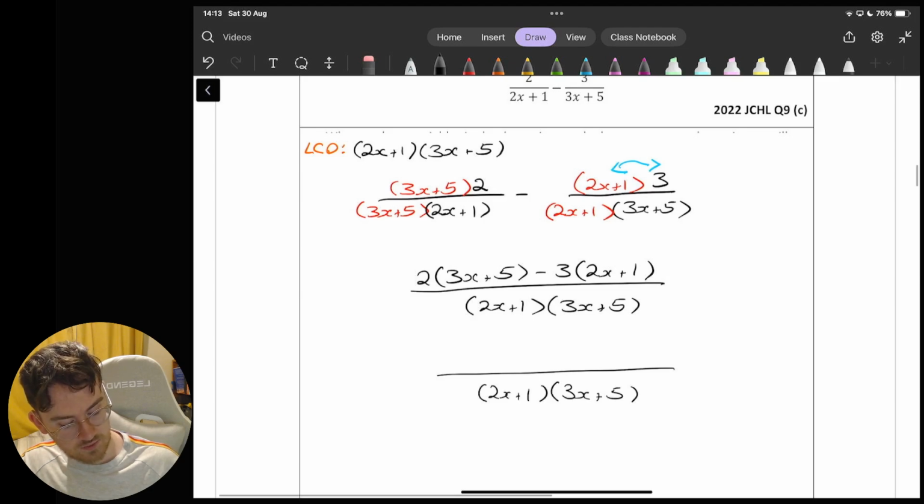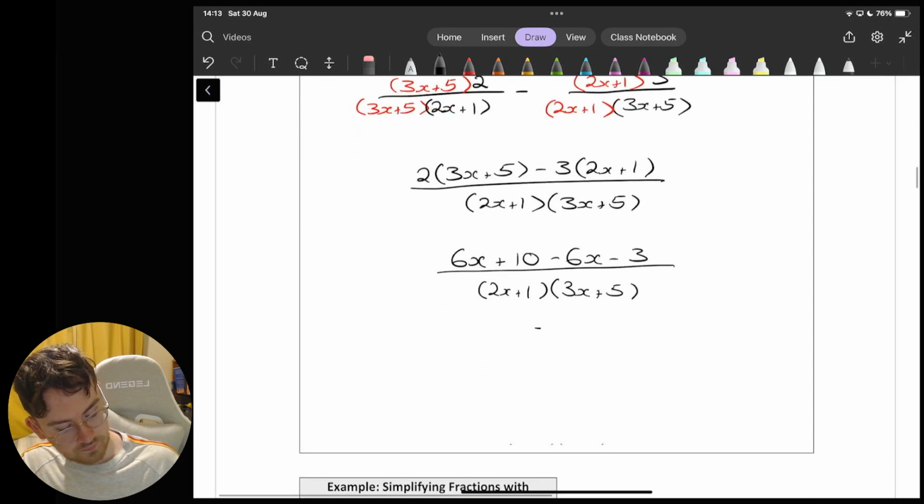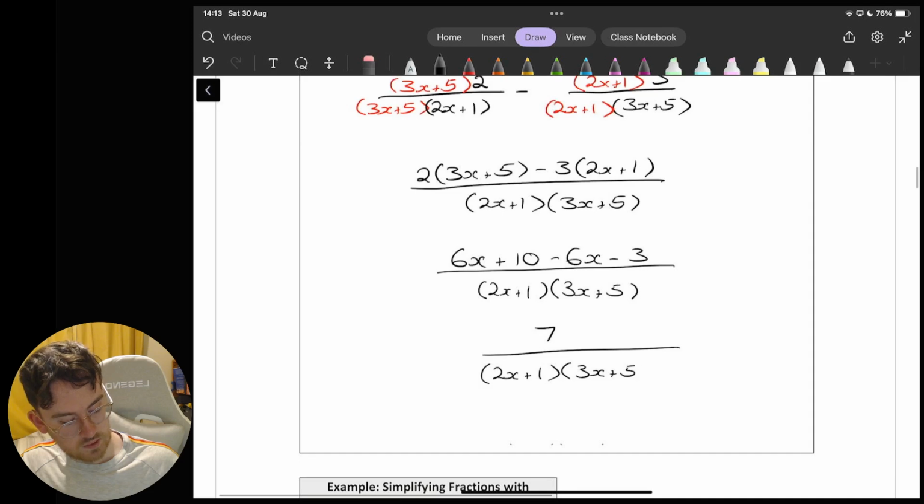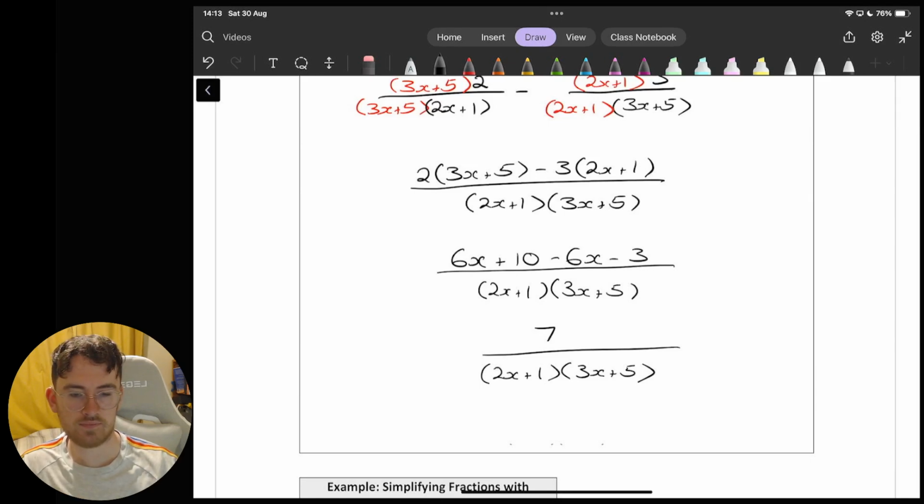Next thing then is to simply reduce the numerator if we can. So expand these brackets first. And finally, we're left with our simplest form there for our fraction. Okay, fairly straightforward, just following those same steps that we have all along and combining our fractions in that way.